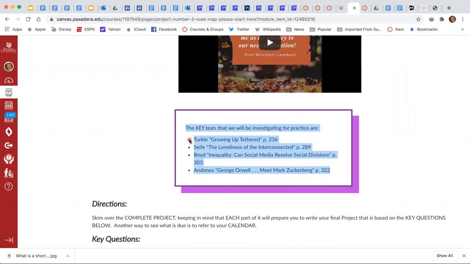You're going to be reading Turkle's "Growing Up Tethered." You are going to be looking at Seif, "The Loneliness of the Interconnected." You're going to read Boyd's "Inequality: Can Social Media Resolve Social Divisions?" And you're going to be reading Andrews's "George Orwell, Meet Mark Zuckerberg." I would like to remind you that these texts are located in Rereading America, your textbook.